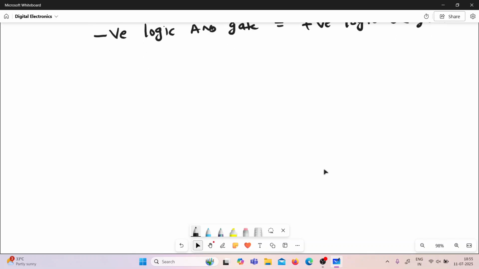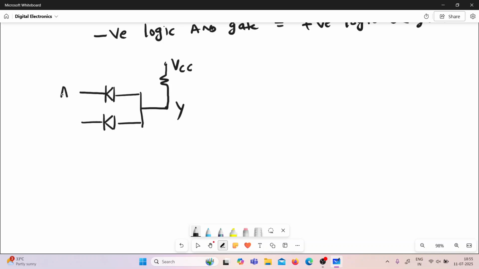So sometimes the truth tables are also not given. The questions may be like this: they have given some circuit using some diodes and resistors, like this. It is output Y, and here you need to apply VCC. For this circuit, generally it is an AND gate. We are asked what type of gate it is. With respect to logic level, we also have to mention.